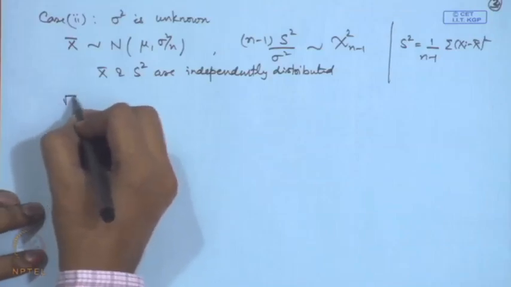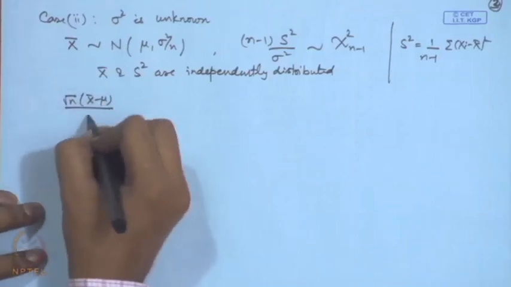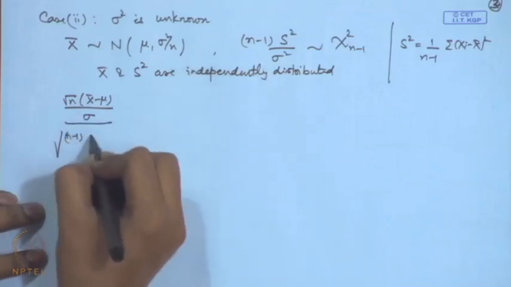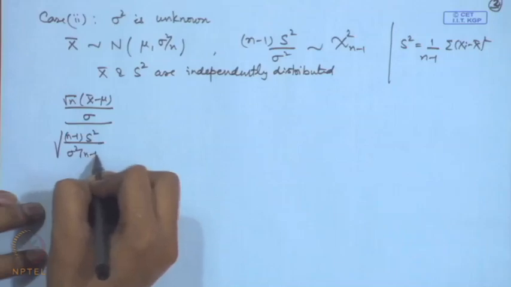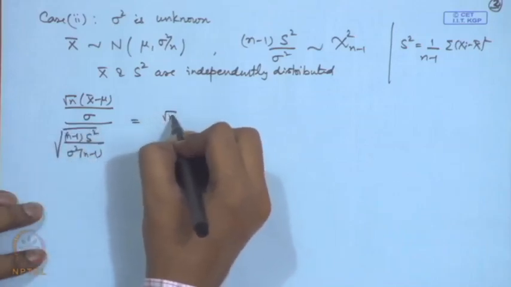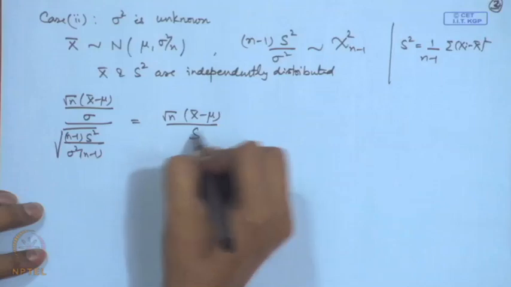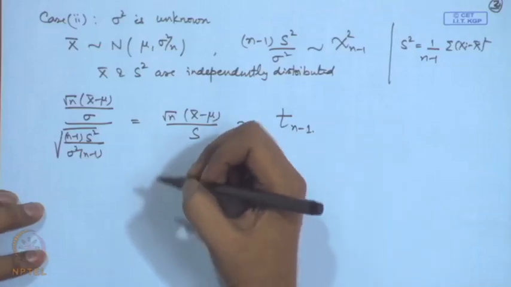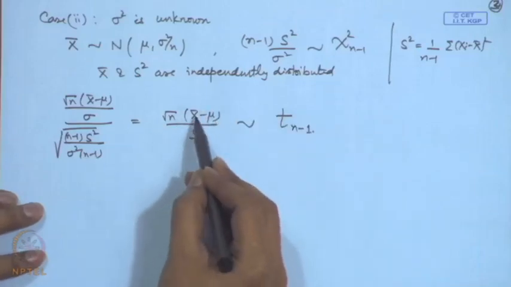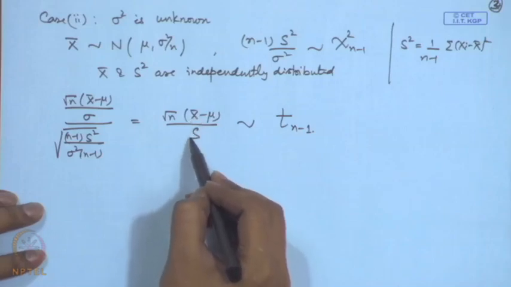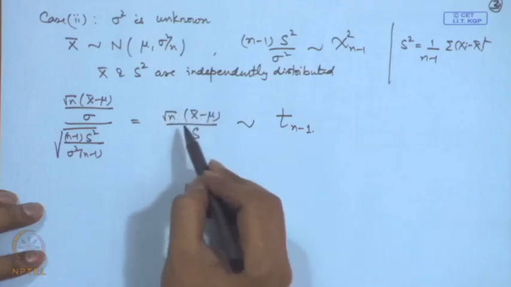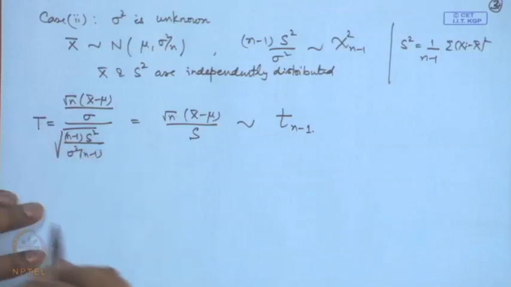So, we consider root n x bar minus mu by sigma, that is a standard normal variable, divided by the square root of n minus 1 s square by sigma square into n minus 1, that is equal to root n x bar minus mu by s. This follows t distribution on n minus 1 degrees of freedom. Note here that this quantity is dependent upon the sufficient statistics x bar and s, and it is having the parameter for which we need the confidence interval, mu. So, this can be treated as a pivot quantity, let me call it t.